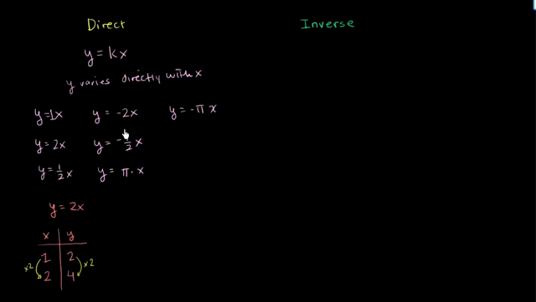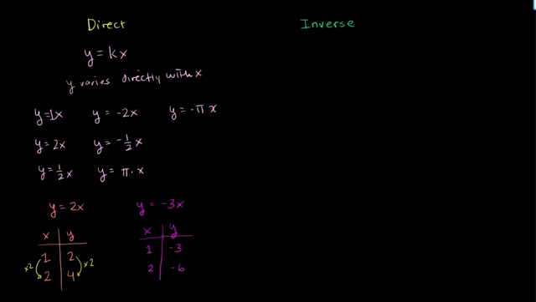And just to show you it works with all of these, let's try a new example that I haven't even written here. Let's try y is equal to negative 3x. So once again, let me do my x and my y. When x is equal to 1, y is equal to negative 3 times 1, which is negative 3. When x is equal to 2, negative 3 times 2 is negative 6.